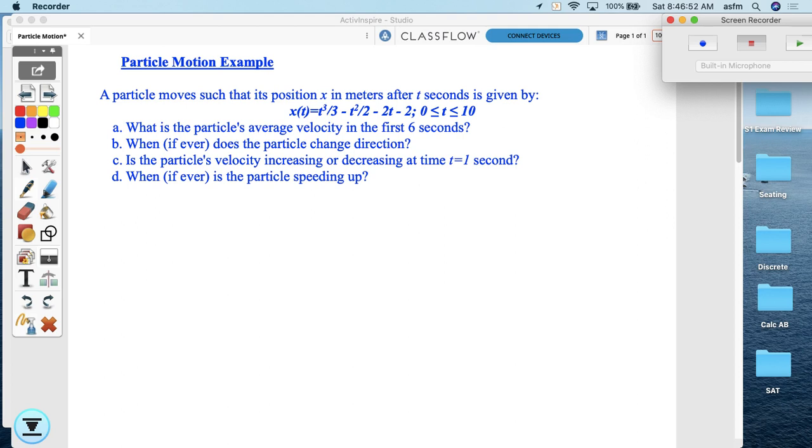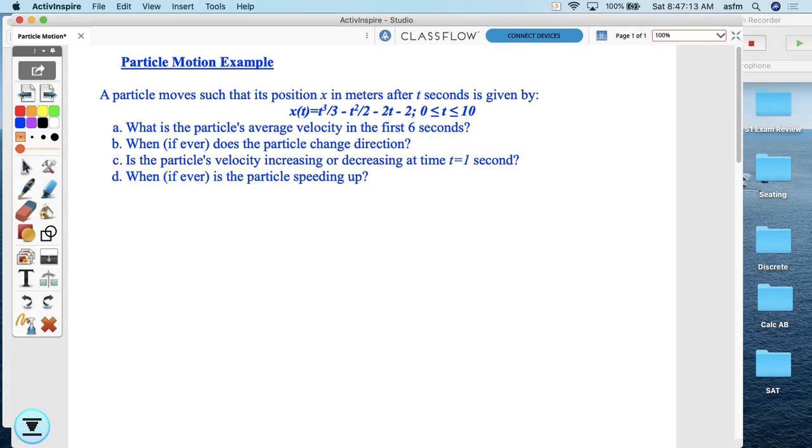We're asked for the average velocity, when the particle changes direction, whether the velocity is increasing or decreasing after 1 second, and when, if ever, the particle is speeding up. In a question like this, we can see by reading it pretty much immediately that we're going to need both the velocity and the acceleration. And so I might be tempted to do those things first and get them out of the way before we go on to solving the rest of the problem.